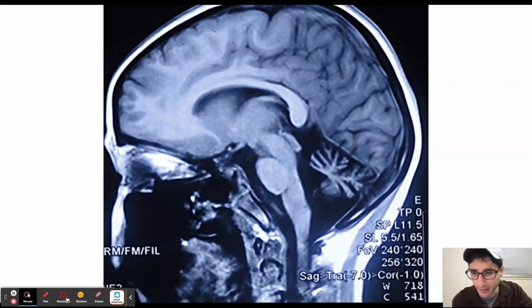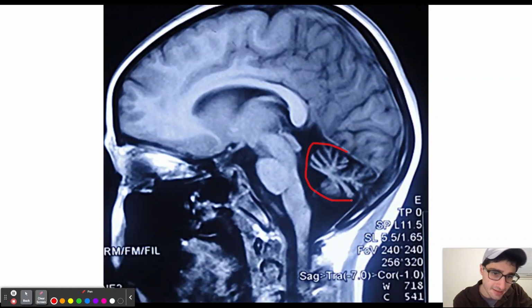This is going to be an MRI of a patient with ataxia-telangiectasia. Here we can see the cerebral atrophy going on. So if you notice, the cerebellum is much smaller than what it should look like.